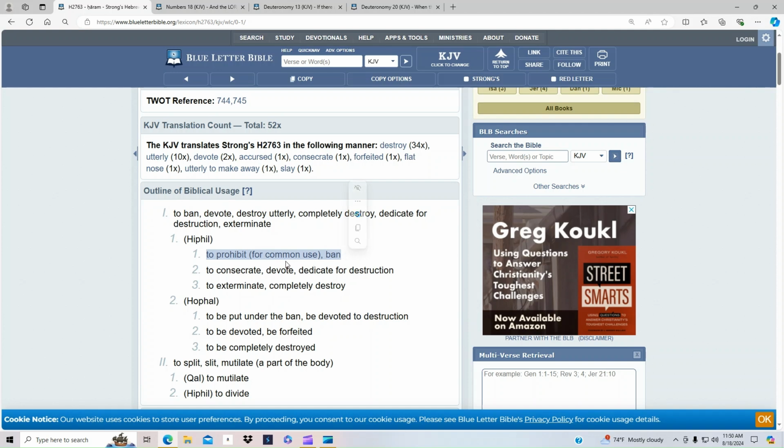a lot of times when it said to do away with the pagan gods and all the idols they have and throw them in a fire and burn it. Why? To prohibit it for common use and to ban it, because it might make their hearts turn away from the Lord thy God.